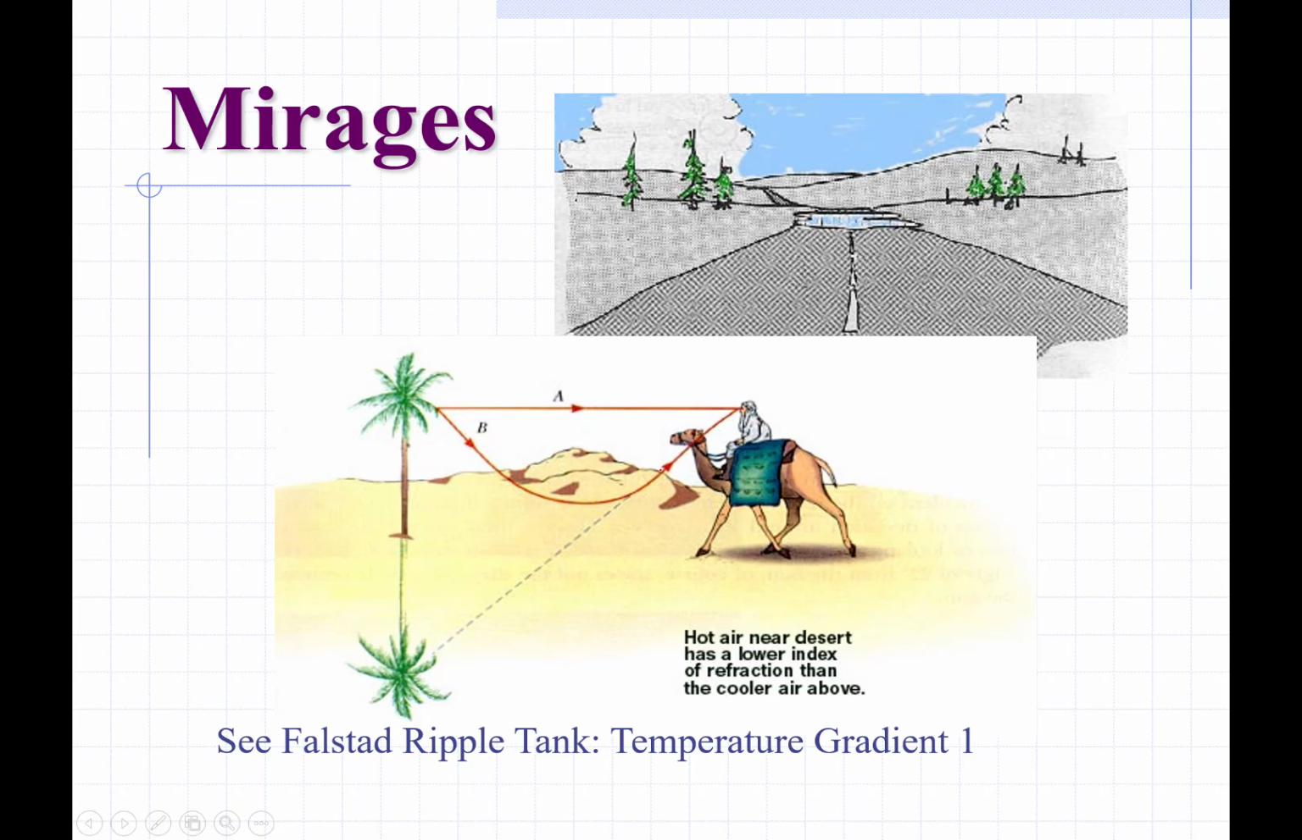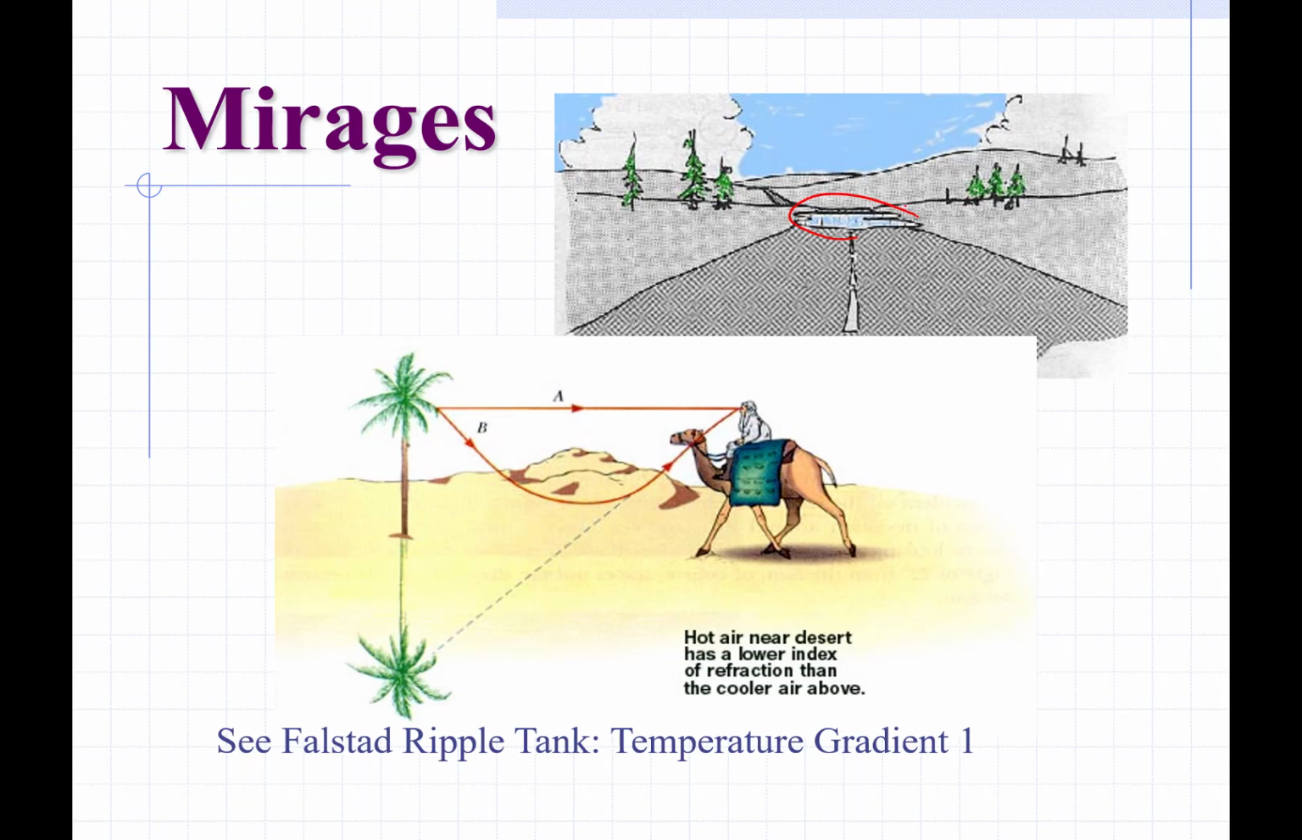If there's a temperature gradient, that is a temperature difference between the air low to the ground and the air higher up, in this case, if the ground is hotter, then it causes light from objects to bend upwards. So when we're looking at a distant object, light coming from it might bend down and then bend back up to our eyes. So we see an image of it down low on the ground.